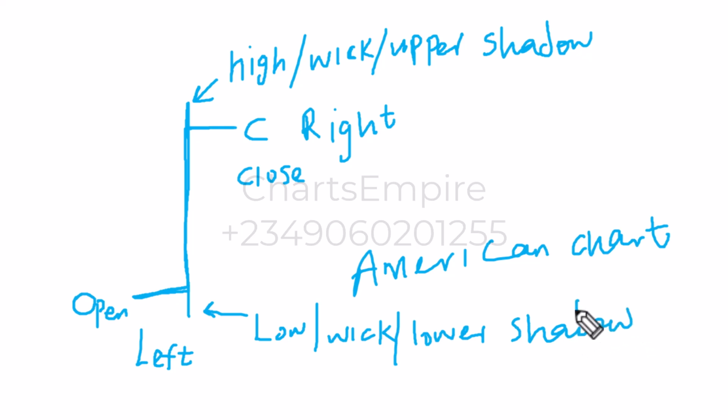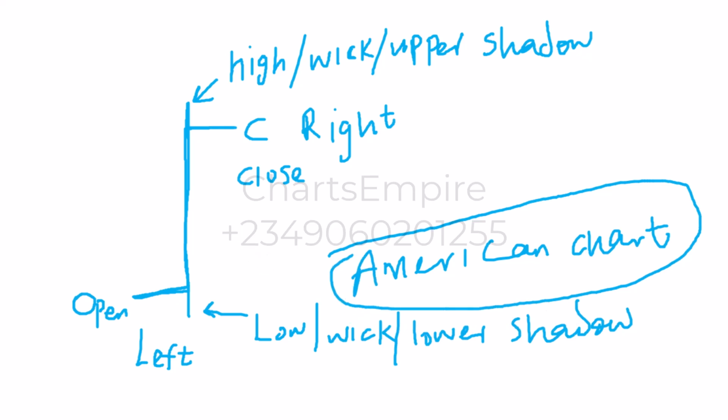So that is it. Now whenever you see this on your price chart, you know this chart is presented as an American bar chart. Now what happens when you have a chart that opens at this level and then comes all the way down and closes at the right? You have to know that price will always close at the right and always open at the left.